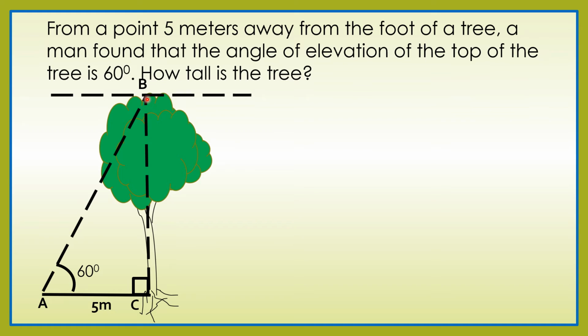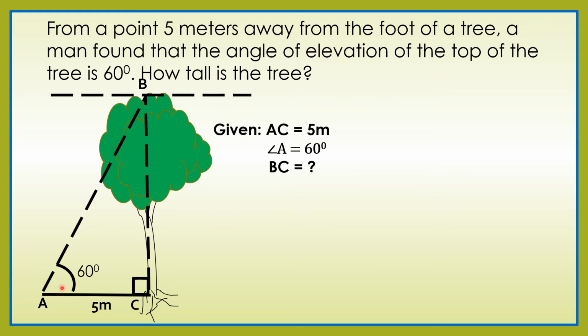So, let us have here yung point B. And then, we have here the point C. So, makakabuo tayo dito ng right triangle ABC. So, ang given sa right triangle ABC, AC is equal to 5 meters. Ang angle A is 60 degrees. Then, yung BC natin, that is the height of the tree, that is unknown. So, ito yung isosolve natin.